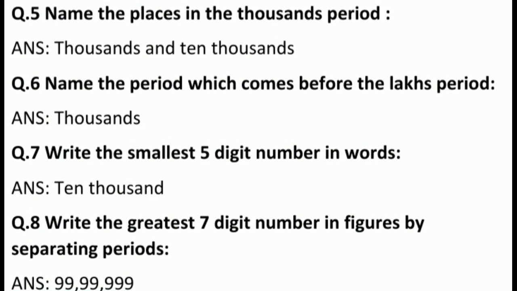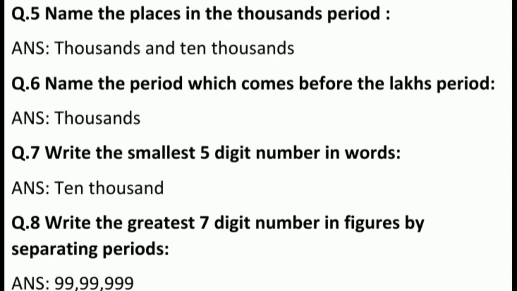Question number 5 says: name the places in the thousands period. For naming the places in the thousands period, you just have to remember the place value chart. The place value chart has 2 places in the thousands period, that is thousands and ten thousands. So you just have to write the answer as thousands and ten thousands.